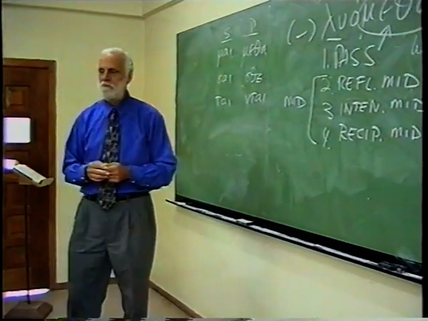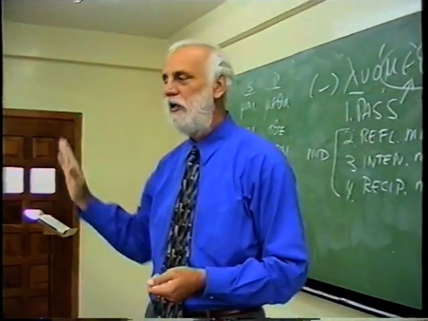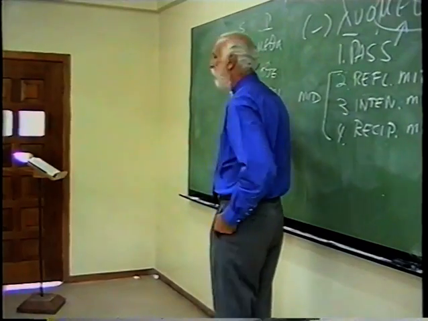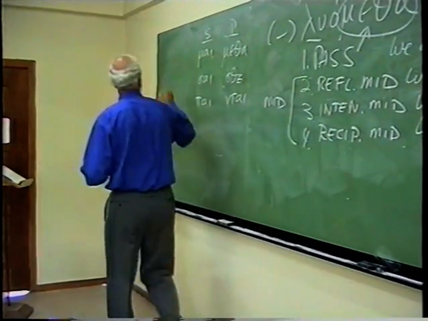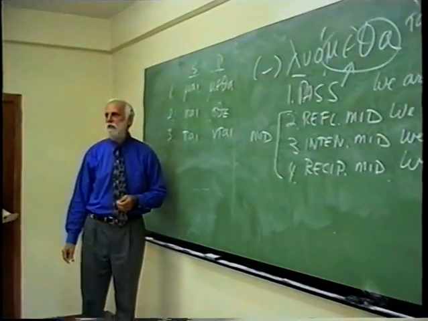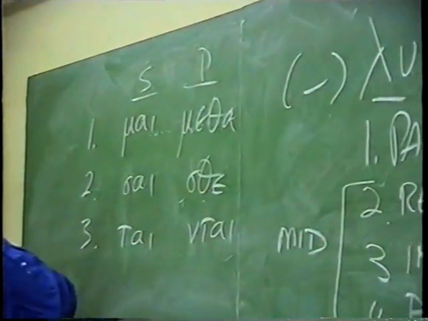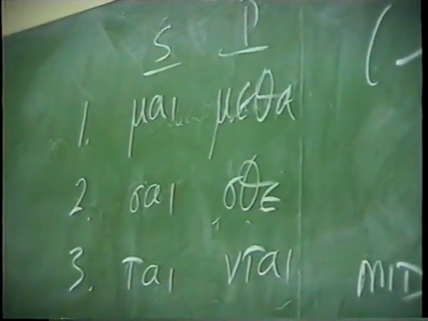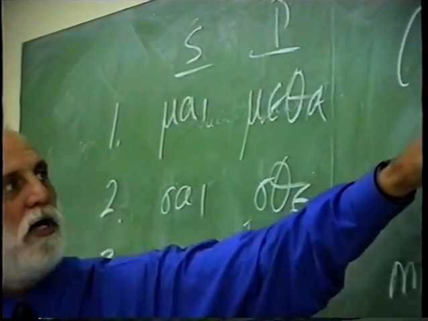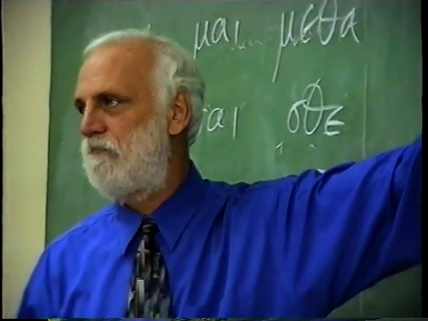So let me repeat. This lesson is about the present, middle, and passive indicative. The middle and passive suffixes are as follows. Mai, sai, tai, metha, sthe, and ntai. These are added to the lexical morpheme along with the appropriate neutral morpheme.